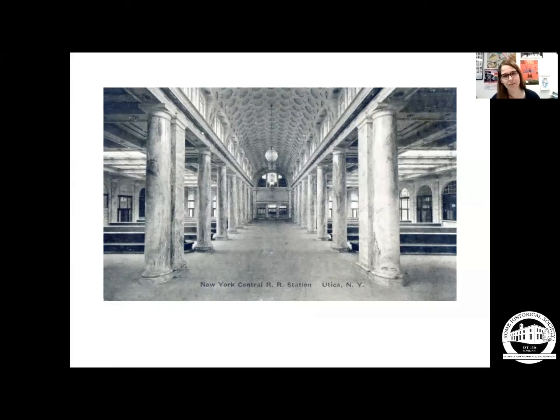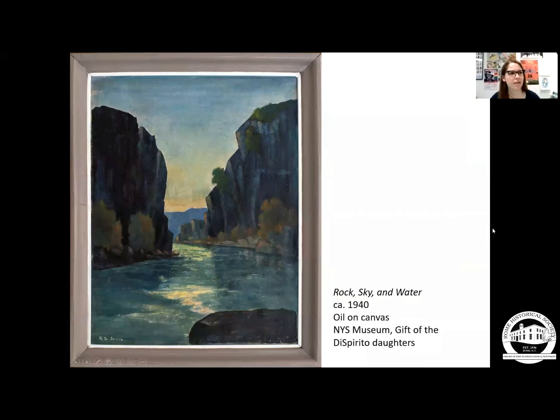But then he went outside and he was heartbroken at the sight of streets that were dirt, sidewalks that were made of wood, and most of the buildings wood. He said, "They showed me nothing of beauty." And he had a lot of adjustment to do as he arrived here. But soon he would come to feel at home in the Mohawk Valley. And you can see this painting from 1940 showing the scenery here in the Mohawk Valley.